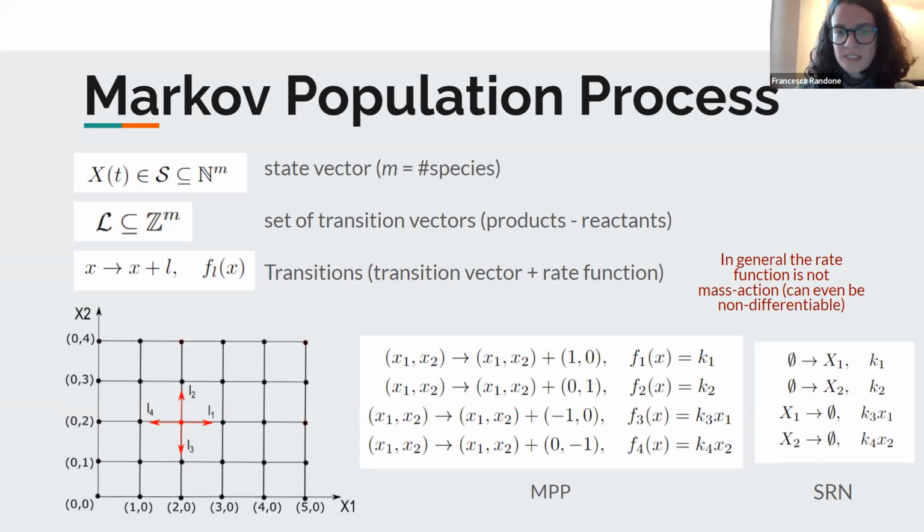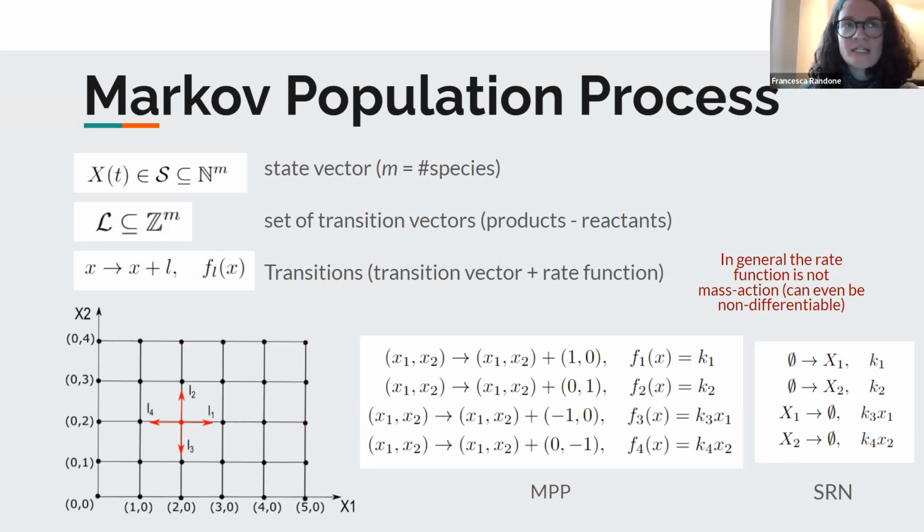Then we consider a set of transition vectors, where a transition vector takes values in the relative numbers. And a transition vector is basically the difference between the vector of products and the vector of reactants that we have in a reaction for a chemical reaction network. And finally, we have that our system performs transitions from state X to state X plus L, where L is a transition vector, with a certain rate which is defined by a state-dependent function f of L.